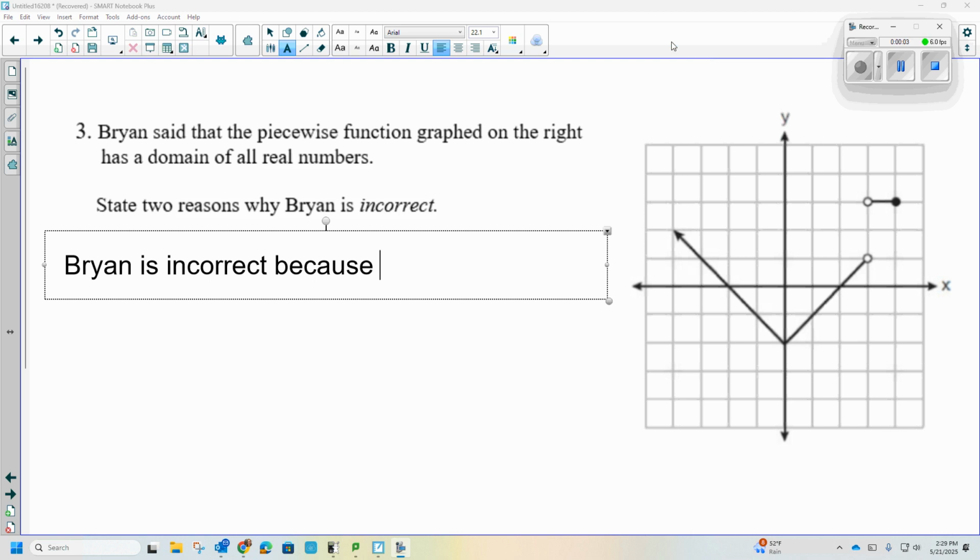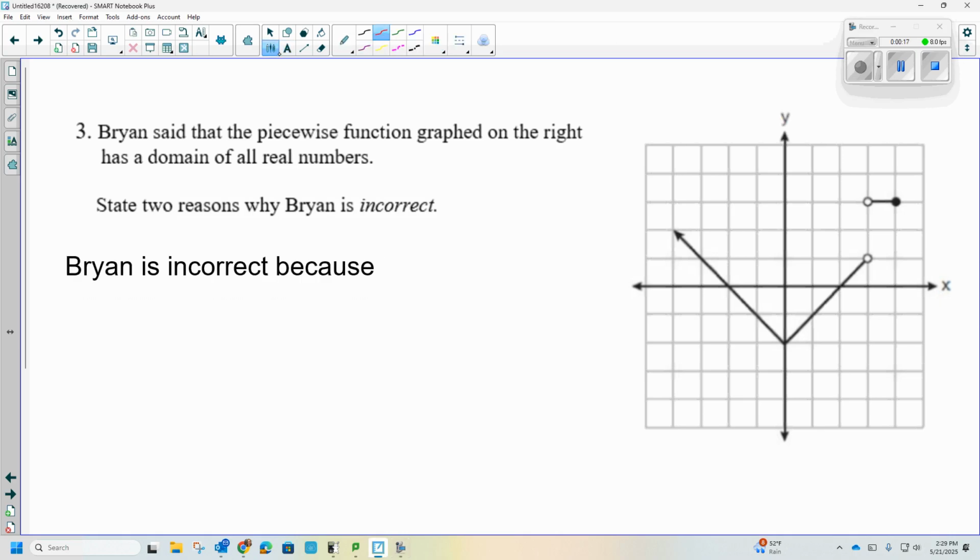Hello, in this video we're going to start with example 3. Brian said that the piecewise function graphed on the right has a domain of all real numbers. State 2 reasons why Brian is incorrect. Okay, so we know he's incorrect.